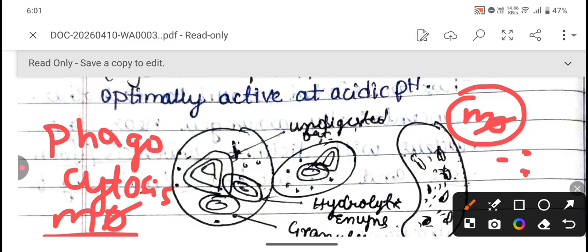See, these are the pathogens. Whenever this macrophage engulfs the pathogen, there are lysosomes inside the macrophage which consist of hydrolytic enzymes. By the action of these hydrolytic enzymes in the lysosomes, the pathogen will be fragmented into antigenic peptides.